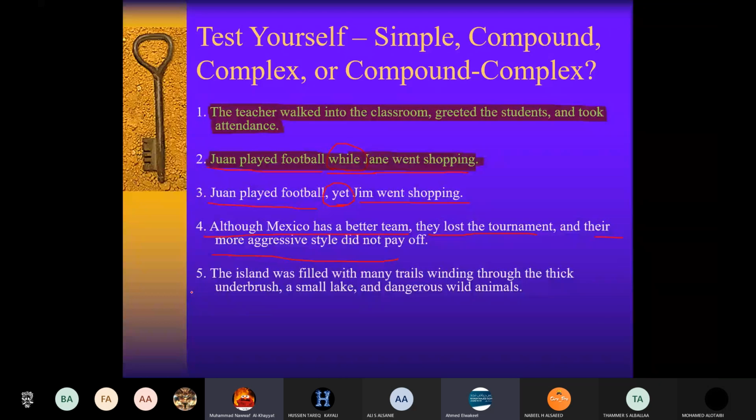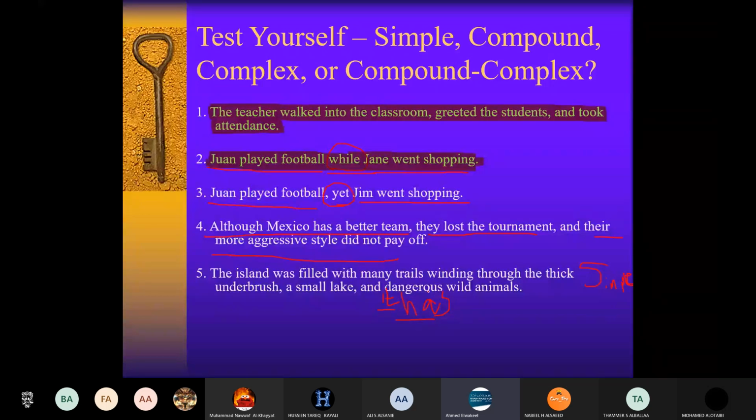Think before answering. Oh, it's simple. I thought the and dangerous wild animals would make it compound. Yes, only if you have here and it has, after and, a subject and a verb, but here we don't have a subject and a verb.